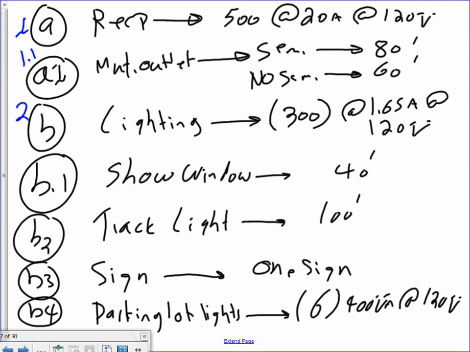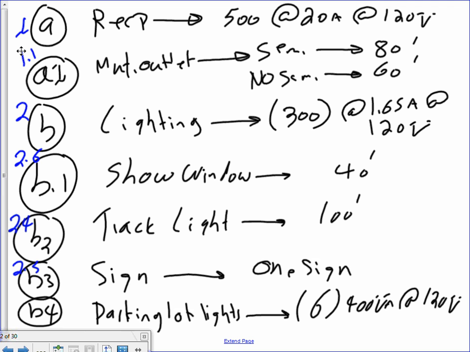Then show window. I have 40 feet of show window. This is related to 2.6 in our sheet. And then I have track light. Track light is 2.4 in our sheet. I have 100 feet of track light. Sign, my sign in our sheet was 2.5.